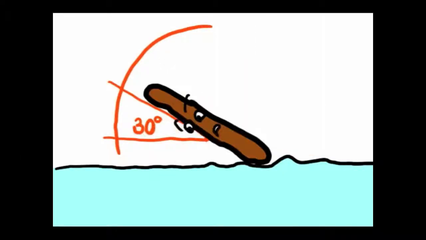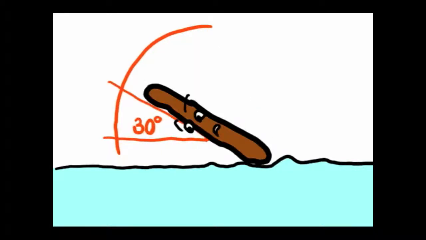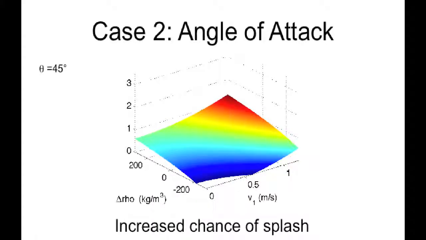Our model lets us go beyond comparing just toilets. We were also able to look at pilot preferences. The first preference we looked at was the angle of attack. Before, we were looking at angles of 90 degrees. Here, we consider an attack angle of 45 degrees and see that smaller angles increase the splash potential.